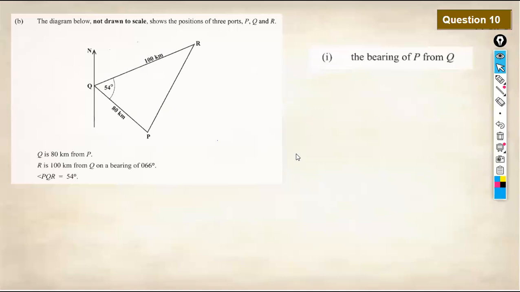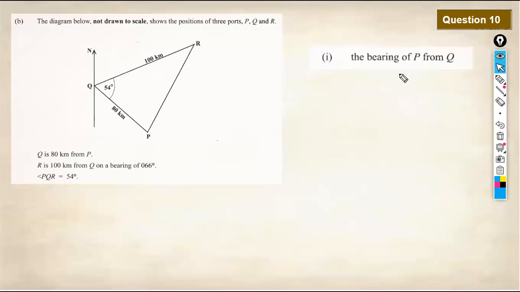All right, so I personally love bearings questions. I don't think you all do, but good luck. This is going to be a long question. I think it has 3 parts to part B. The diagram is pretty straightforward. We can see all the measurements on it.